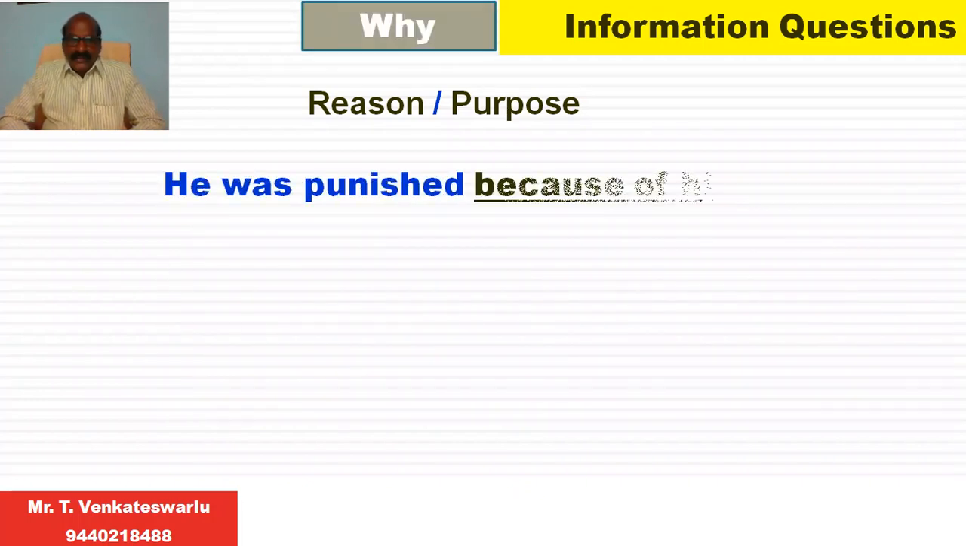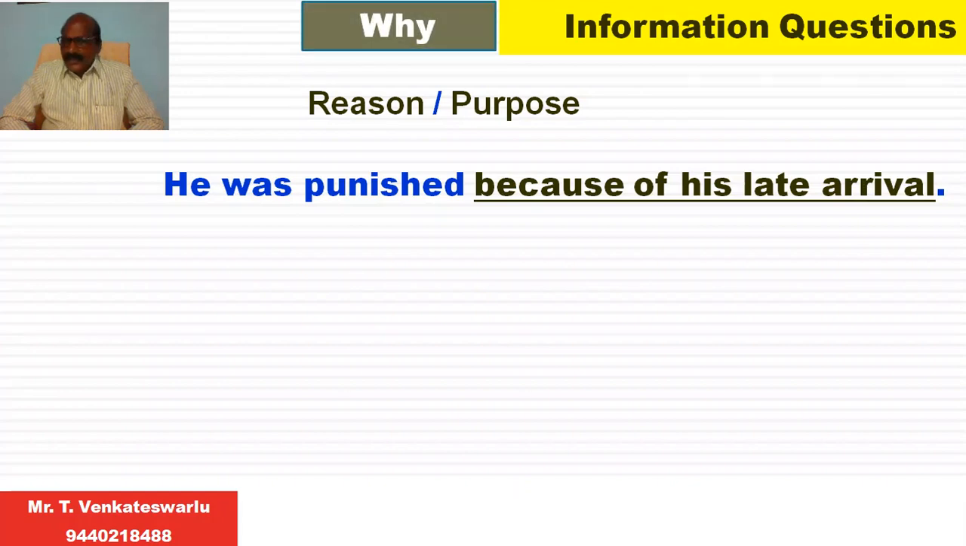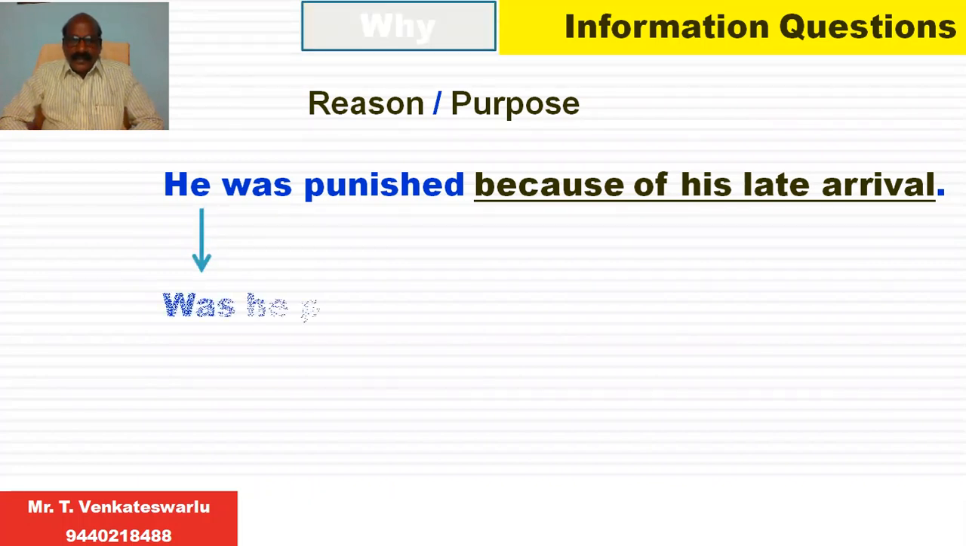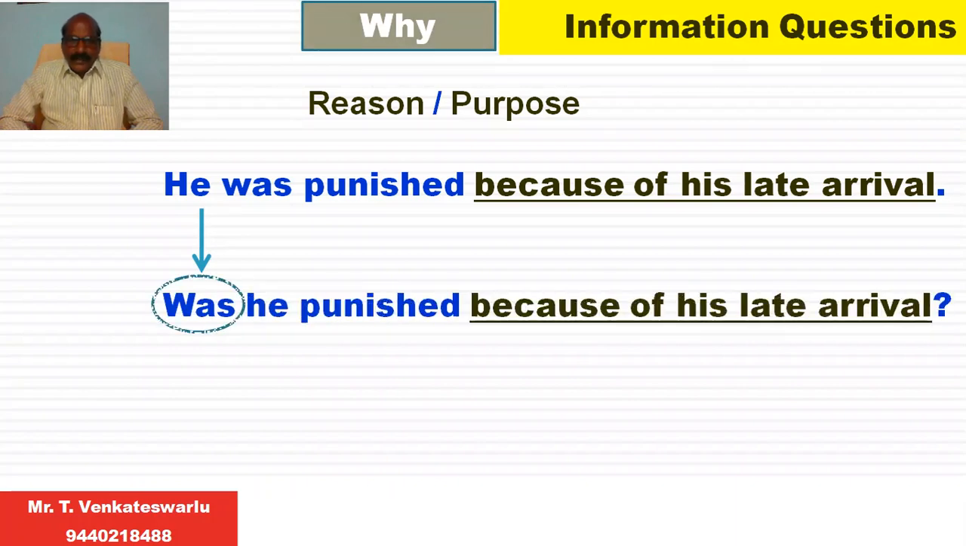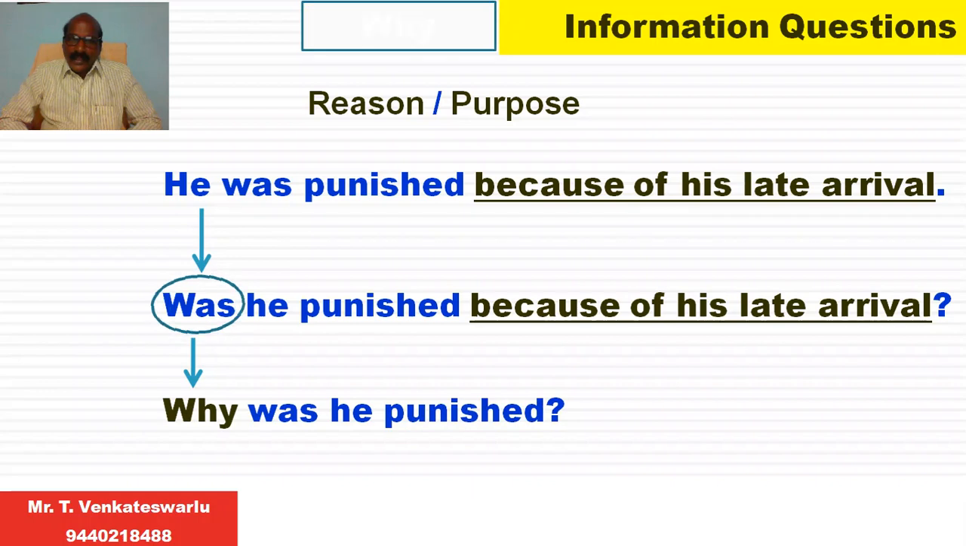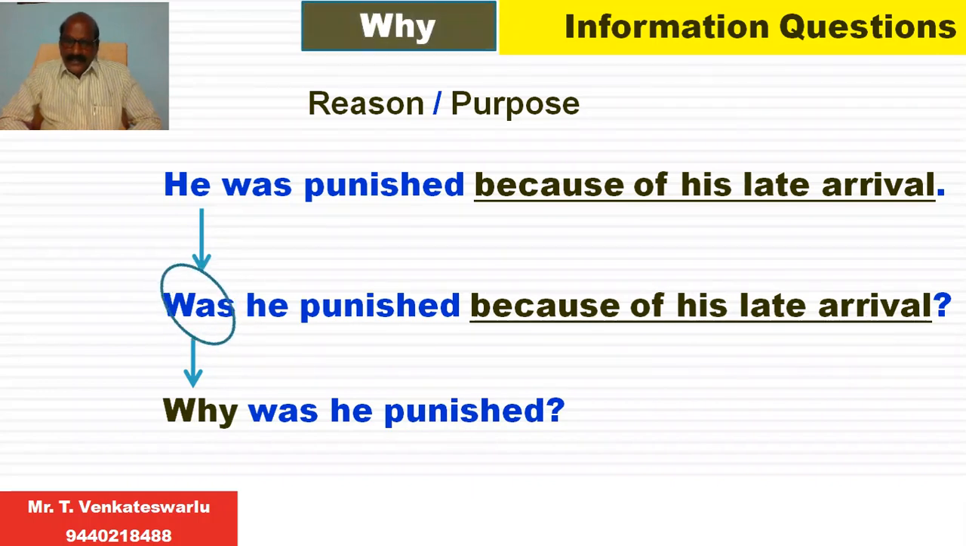And another example. He was punished because of his late arrival. And we have to change it into a yes or no type question first by inverting the subject and the verb. Was he punished because of his late arrival? And the underlined part is related to some reason. So we have to begin the question with why. Why was he punished? And the underlined part is deleted.